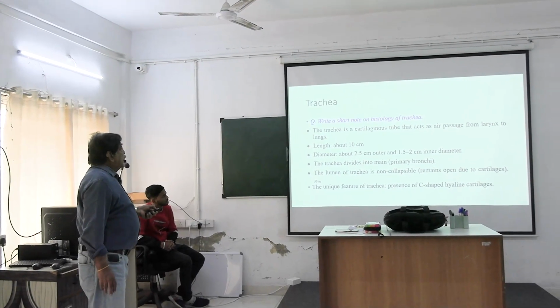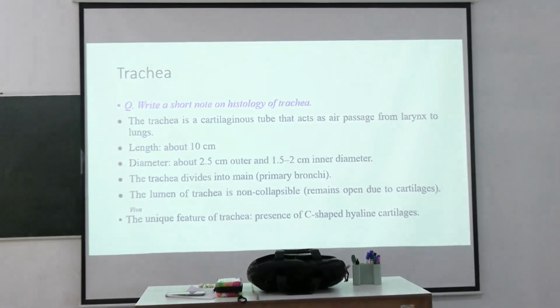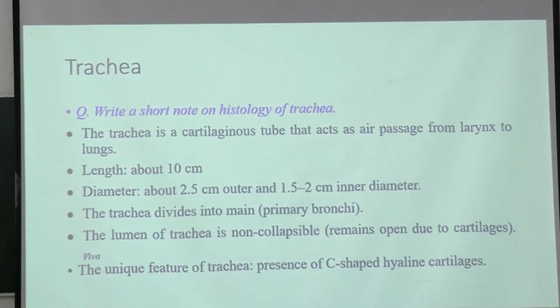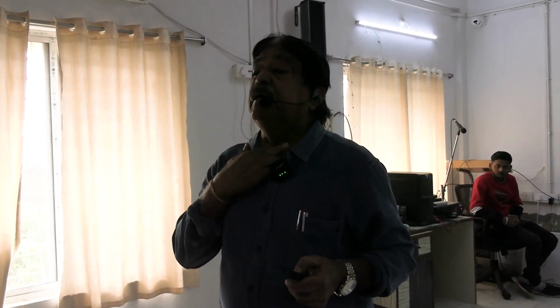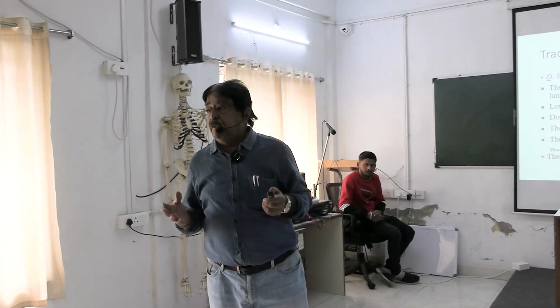Now, trachea is a cartilaginous tube that acts as the air passage from larynx to lungs. This is the larynx. You can see this part. It is a ring structure, the cartilages. Now, this is very important because of performing emergency tracheostomy, putting a tube in emergency cases.